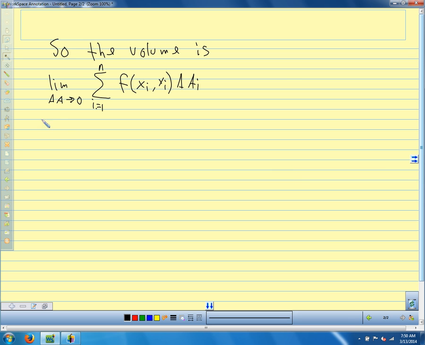And as we approach this limit, we're going to make this our definition. This limit is our definition of a double integral. So we write this as the double integral over R, our region R, of f of x, y, dA. So we define this limit as a double integral.